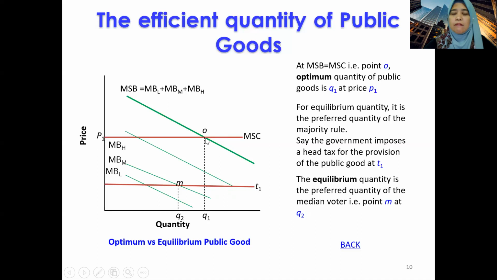So this is the point of the optimum level, which gives rise to Q1 as the optimum quantity of the public good to be provided. However, when tax is introduced, the interaction is now determined by T1, the tax level. The interaction between the tax level and the marginal benefit of the median voter gives rise to an endpoint with a quantity of provision which is lower than the quantity under the optimum level. So the equilibrium level is lower. The stable amount of public goods to be provided is lower than what is optimum.